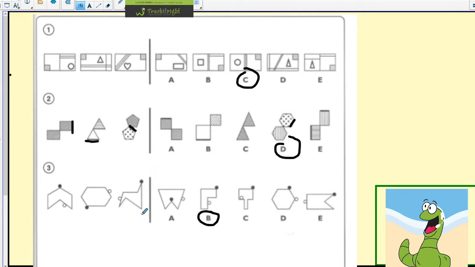Question 3, each figure on the left consists of an irregular hexagon. So it's a 6-sided shape, but it's not regular, which means the sides are not all the same length. And there needs to be a black dot in one corner and a white dot that's halfway along a side. So the black dot needs to be on the corner, and the white dot needs to be halfway down the length.